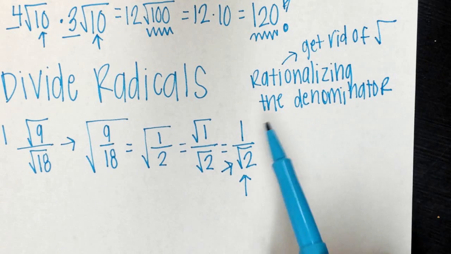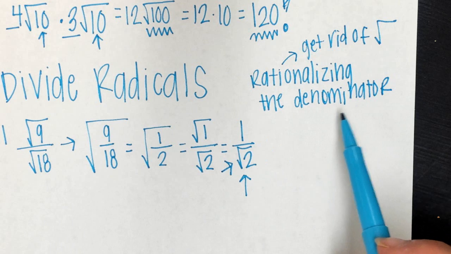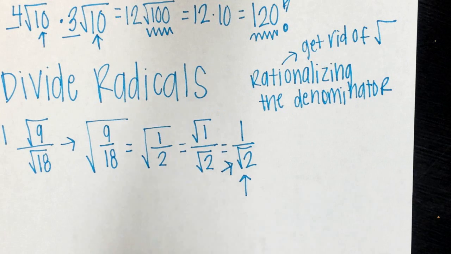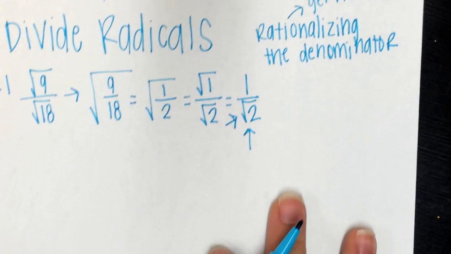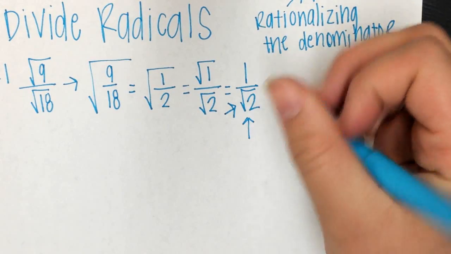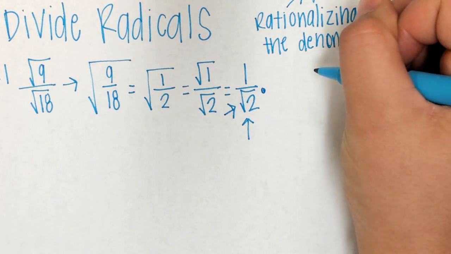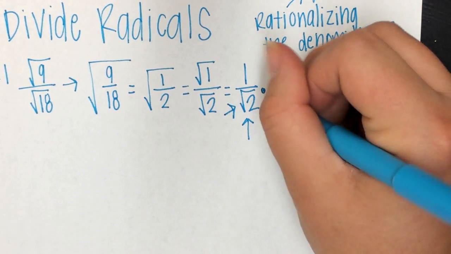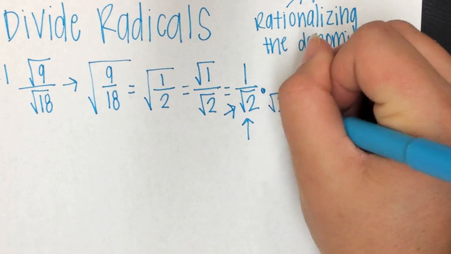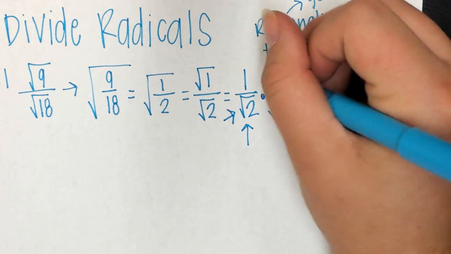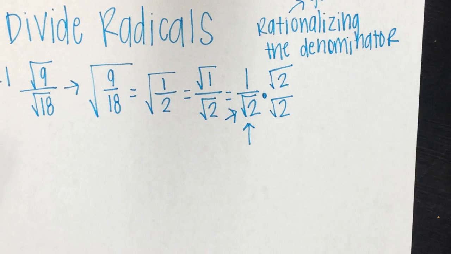Smart people terms, rationalizing the denominator. Normal people terms, get rid of that square root. Get her done. Get rid of it. Okay? Here's how you do it. In order to rationalize the square root, you have to multiply the bottom and the top by the same thing, by that square root. So multiply the bottom by square root of 2, multiply the top by square root of 2.